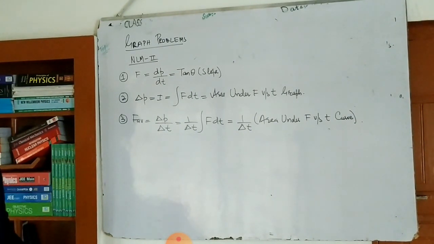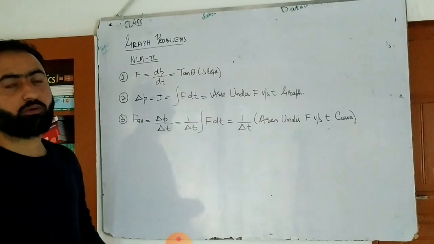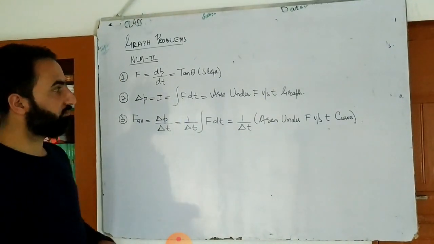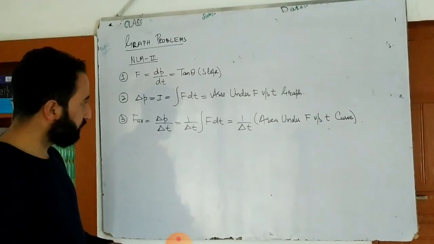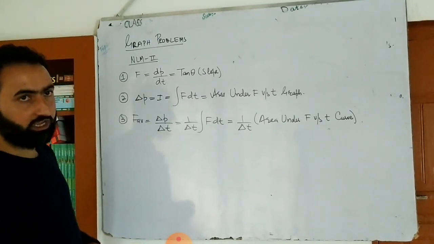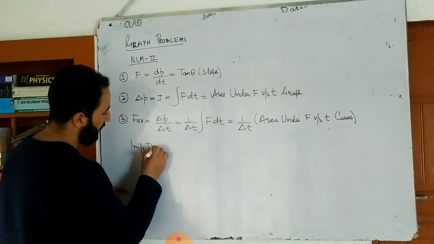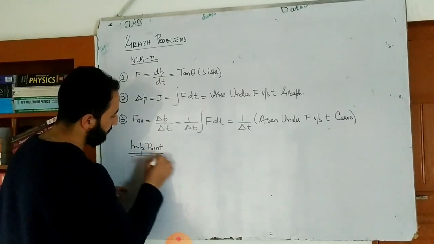First equation implies that the instantaneous force is equal to the slope of the P versus T curve. Second equation implies that impulse, or the change in momentum, is equal to the area under the force versus T curve. And third is this. And write down an important point here.